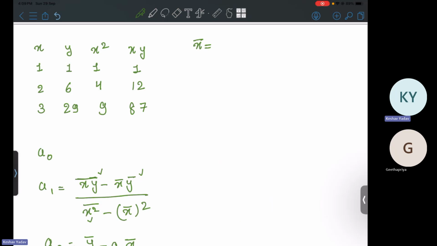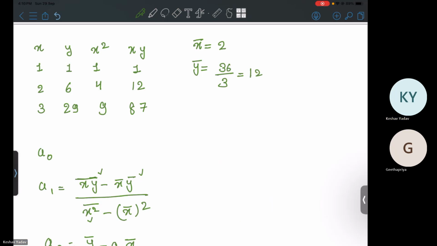Now I need to find X bar. From here, X bar will be equal to 1 plus 2, 3, 3 plus 3, 6. 6 divided by 3 will be equal to 2. Now Y bar will be equal to the summation of this plus this, 7 plus 29, that will be 36. 36 divided by 3 will be equal to 12.